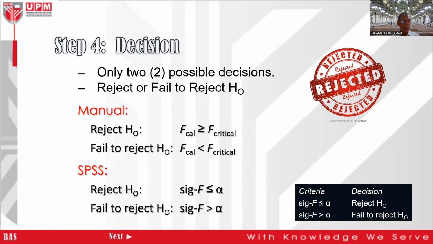Our decision criteria: if it is less than or equal to, reject H0. If it is bigger than, then fail to reject H0. That will be step number 4, our decision.